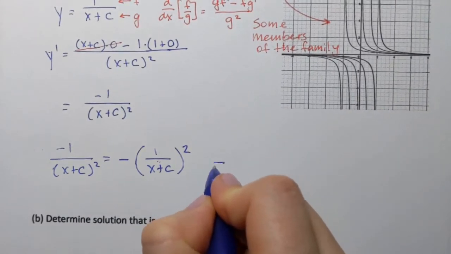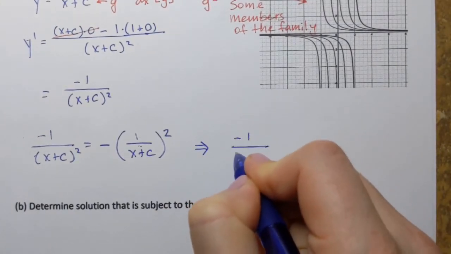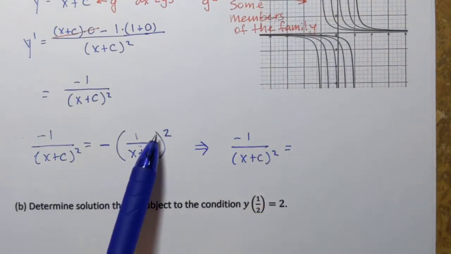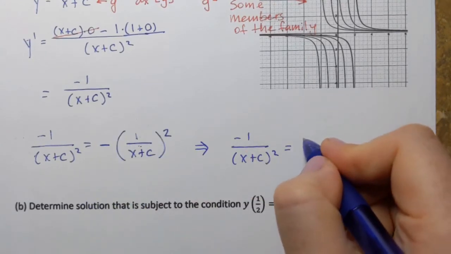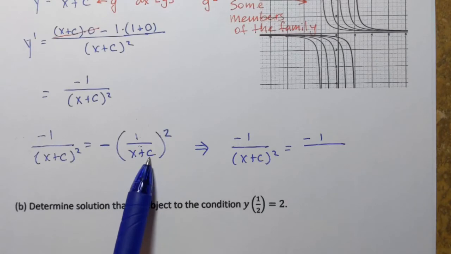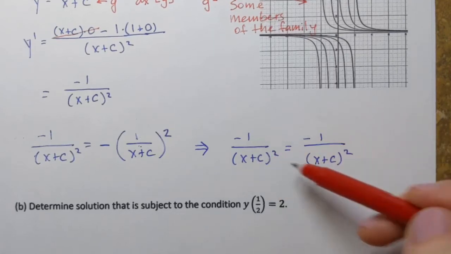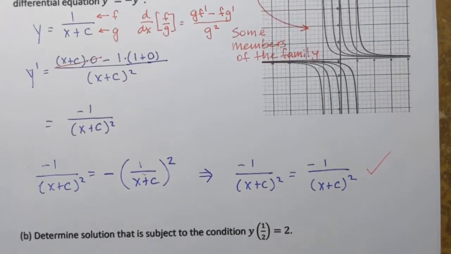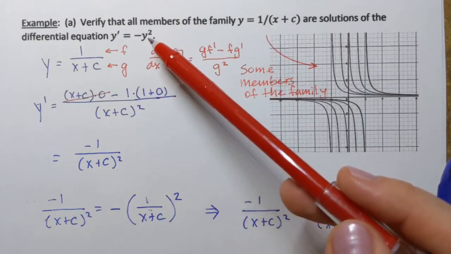And let's simplify that. So from here, the left-hand side is negative 1 over x plus c squared. And as you can see, the right-hand side turns out to be the same. 1 squared is 1, and I will place that negative sign right next to it so that it matches my left-hand side a little bit better. And then the denominator squared is x plus c squared, like that. So as you can see, the left-hand side equals the right-hand side, so that confirms that the given family of functions represents solutions of the differential equation y prime equals negative y squared.